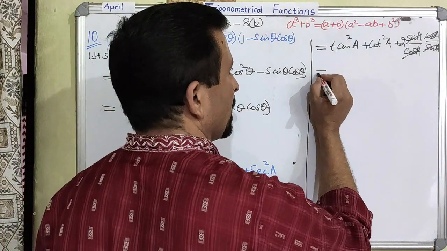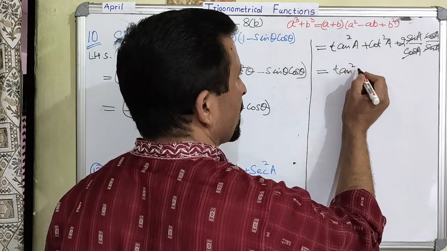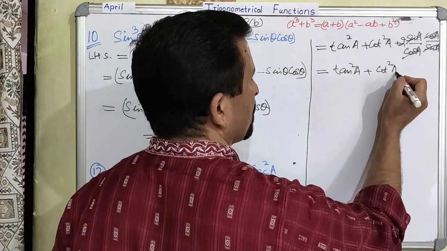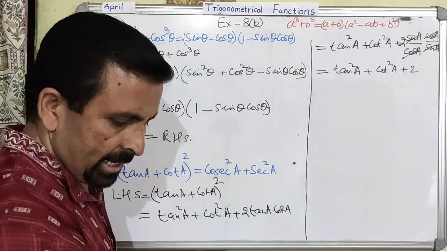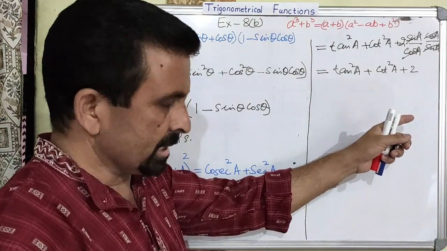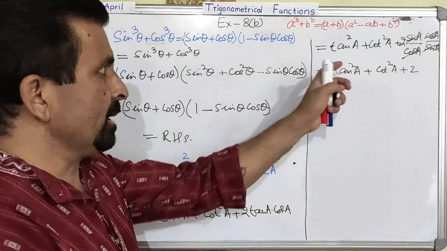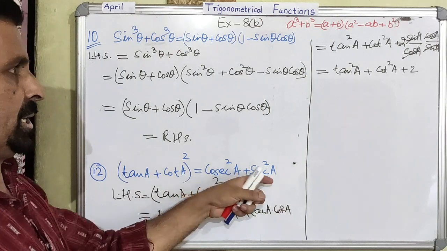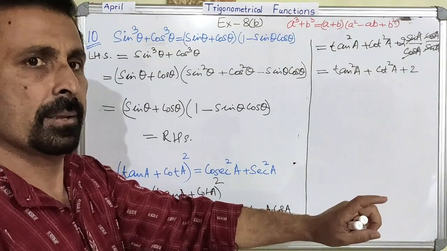Is this very clear? So I am now getting tan square A plus cot square A plus 2. Is it okay? Is this very clear? Now, for tan square A and cot square A, we can easily get this result, maybe by writing the identity. We can write the identity, we can get it.